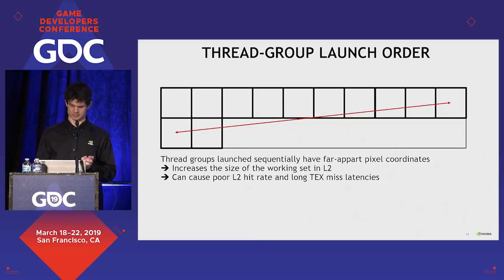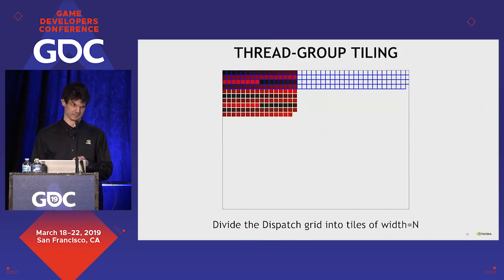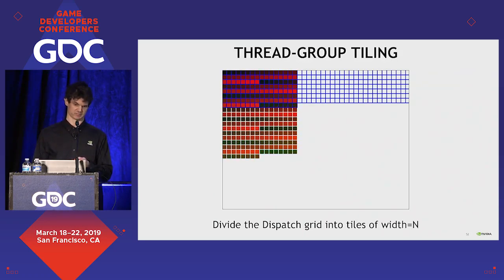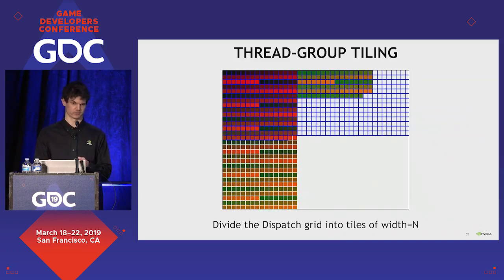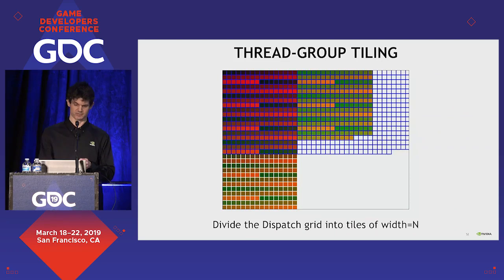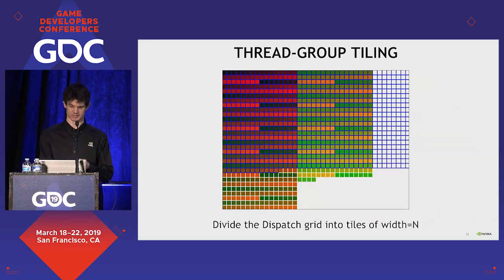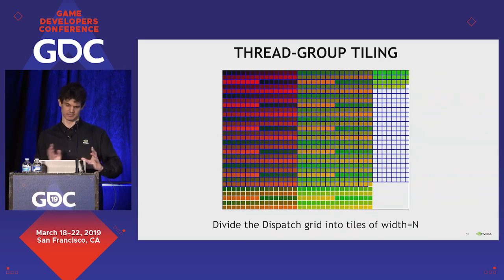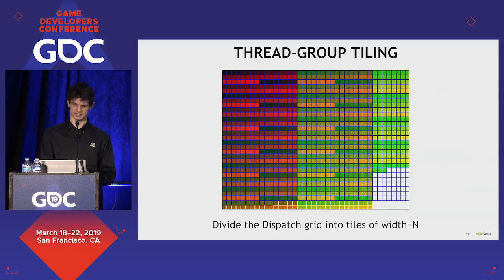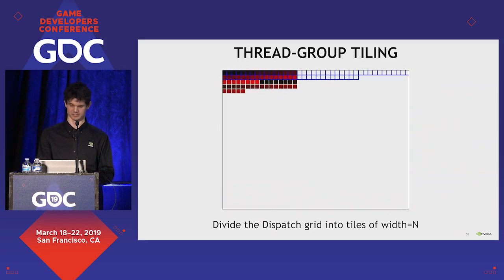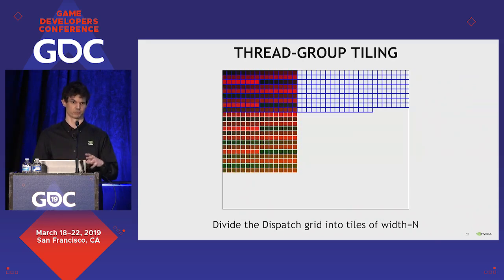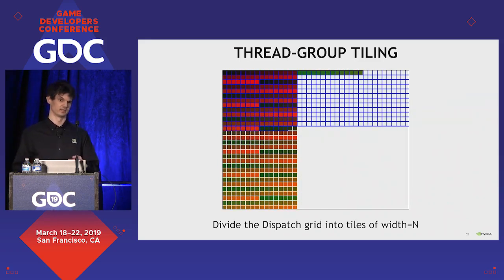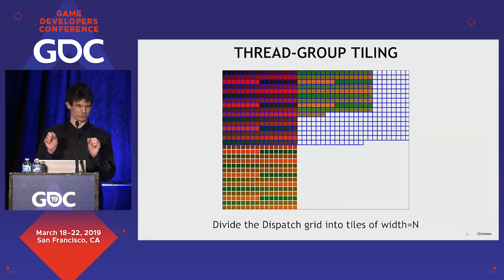So the solution is to remap the thread group IDs. And here is what we've done successfully, and that's tiling. Instead of launching them in the blue order, the raw linear row-major order, we launch them in a tile manner. We start from the left side and launch 16 thread groups in the first tile. Then we go to the second row of that tile and fill in the first tile, which is 16 thread groups wide. And then we go to the second tile.